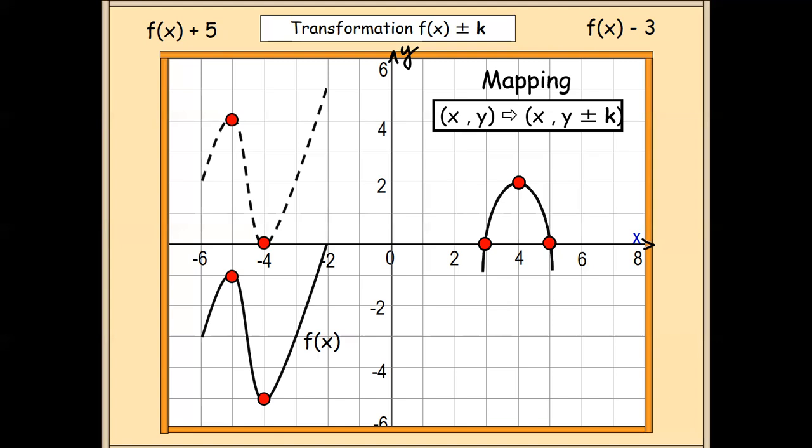So every y that we had, we do minus 3 to it. So 2 minus 3 will become negative 1. Here I've got 0 for y. Both will go to minus 3. And the function will just drop down to here. Yeah, easy enough. Add, move up; take away from the y, move down.